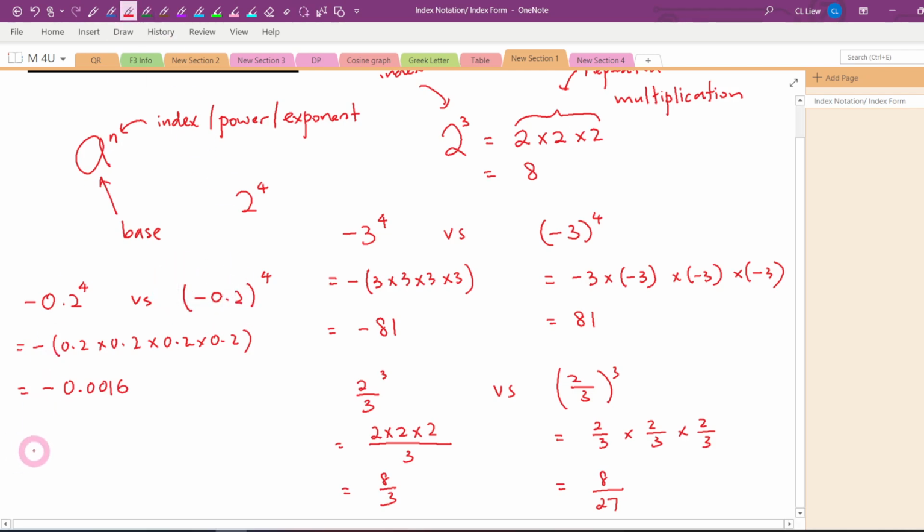Let me copy over here. Negative 0.2, but this time you have a parenthesis over here. This is actually telling you that the negative is involved in the process of the power of 4. So the negative is repeated together with the 0.2, which means you will see 4 times negative 0.2.